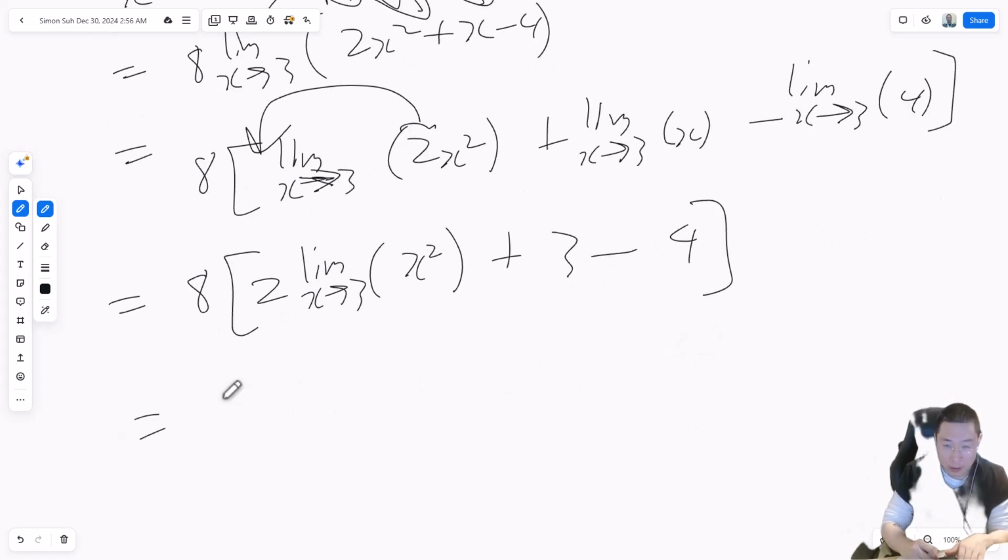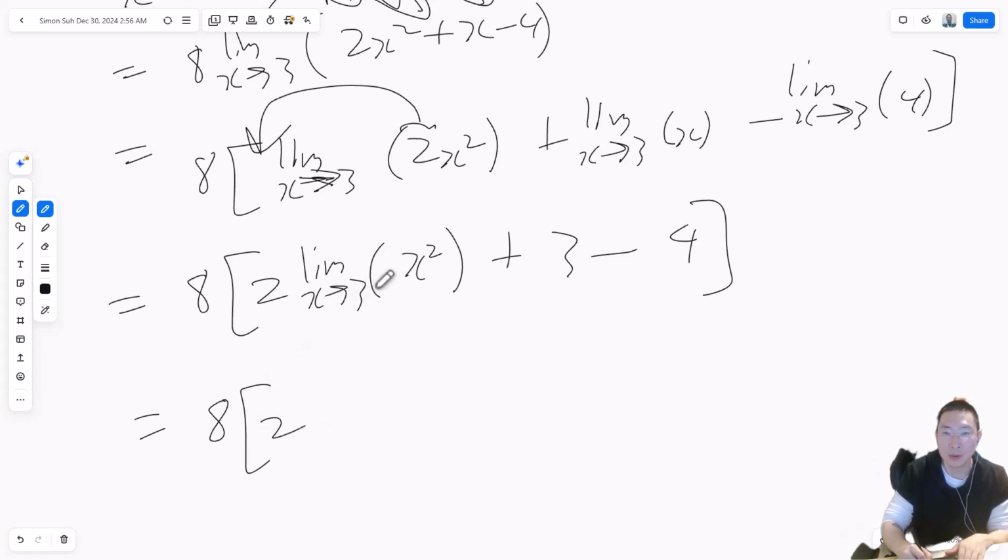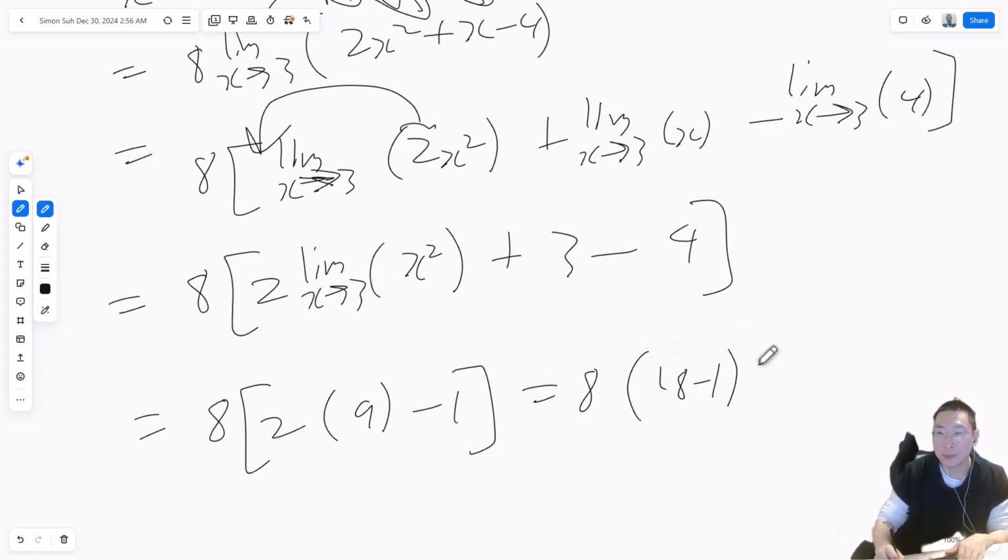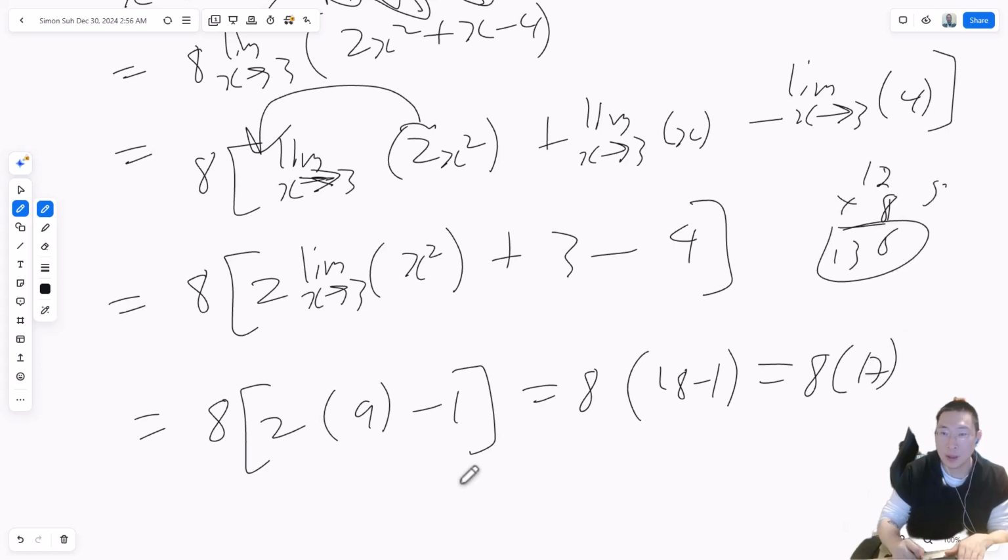Next, we're going to do a little bit of algebra. So this will be 8 times 2, and x approaches 3. This becomes 3 times 3, or 3 squared, and that's 9. Then 3 minus 4 is minus 1, and that becomes 8 times 18 minus 1, which becomes 8 times 17. We have our answer: 8 times 17 is 136, and that is our final answer.